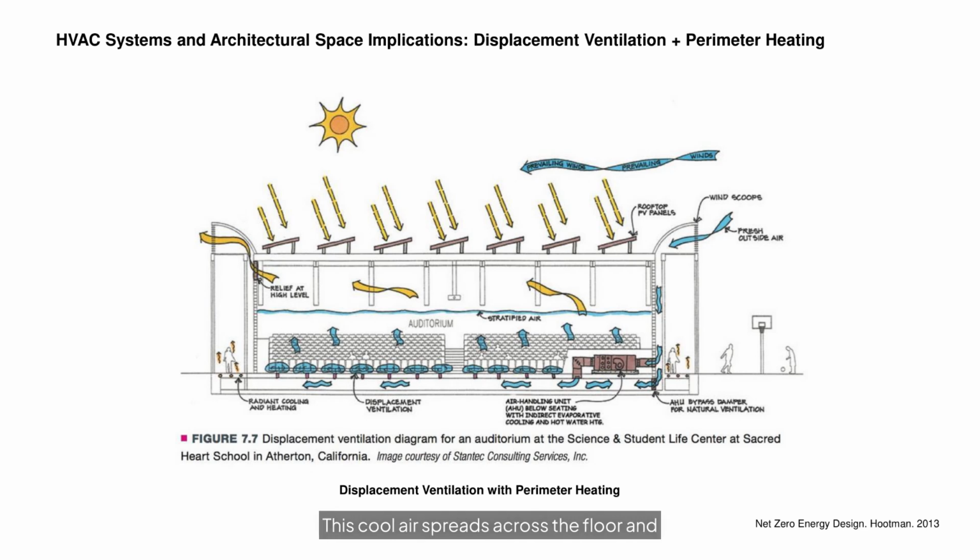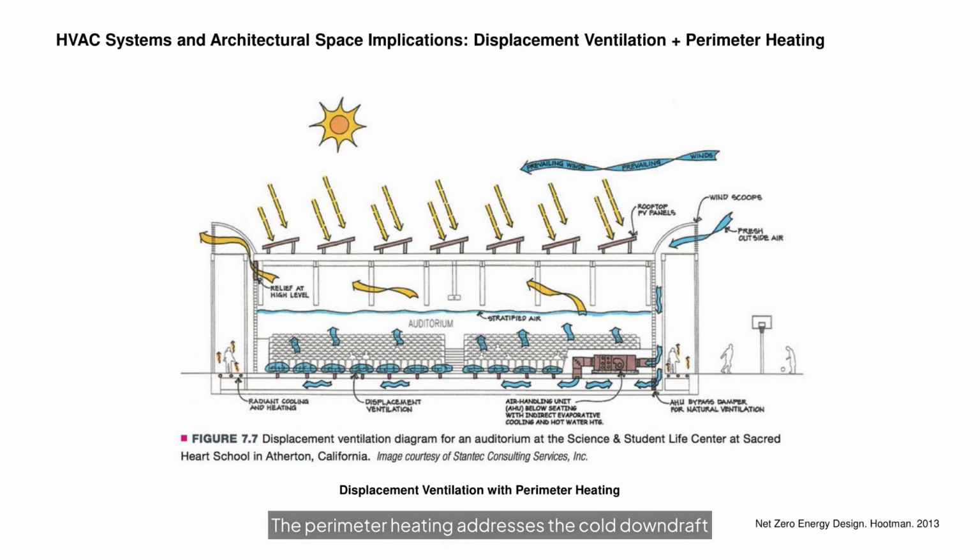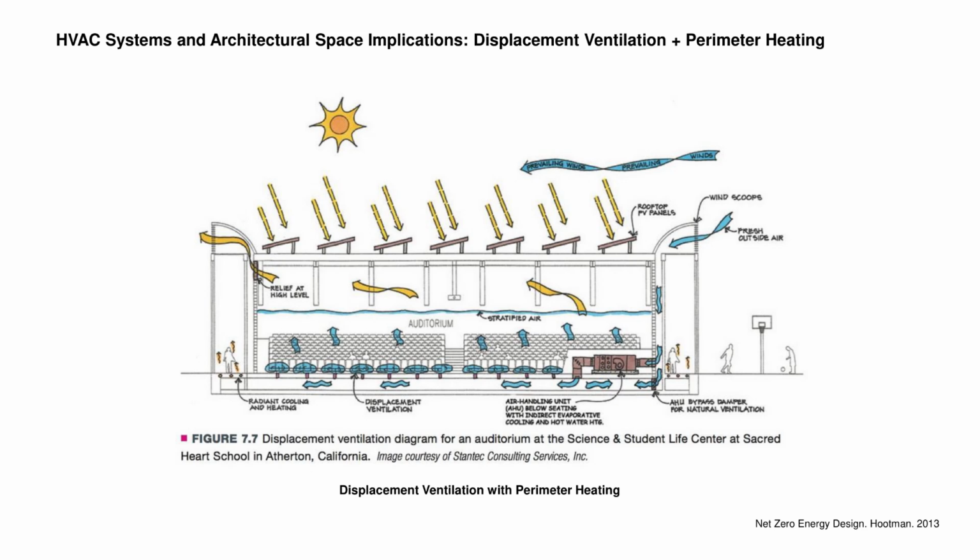This cool air spreads across the floor, and as it picks up heat from occupants and equipment, it rises toward the ceiling, carrying heat and contaminants up and out. The result is a stratified environment. The lower zone remains comfortably cool and fresh, while warmer air accumulates above occupant level to be exhausted. The perimeter heating addresses the cold downdraft that can occur near exterior glass on cold days.